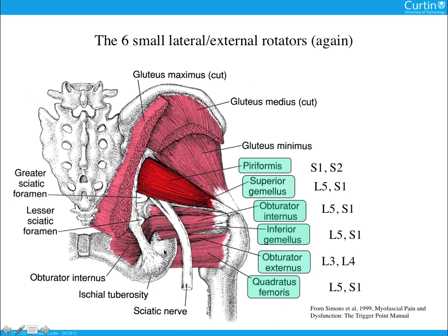Where do they all insert? Well, they all insert around the greater trochanter and intertrochanteric crest. If you give me either of those as their distal attachment, I'll be very happy. They're all supplied by small branches from the lumbar plexus, which is the plexus, as you know, that innervates the lower limb. And you don't need to worry about each one of these levels, okay? Don't worry about that.